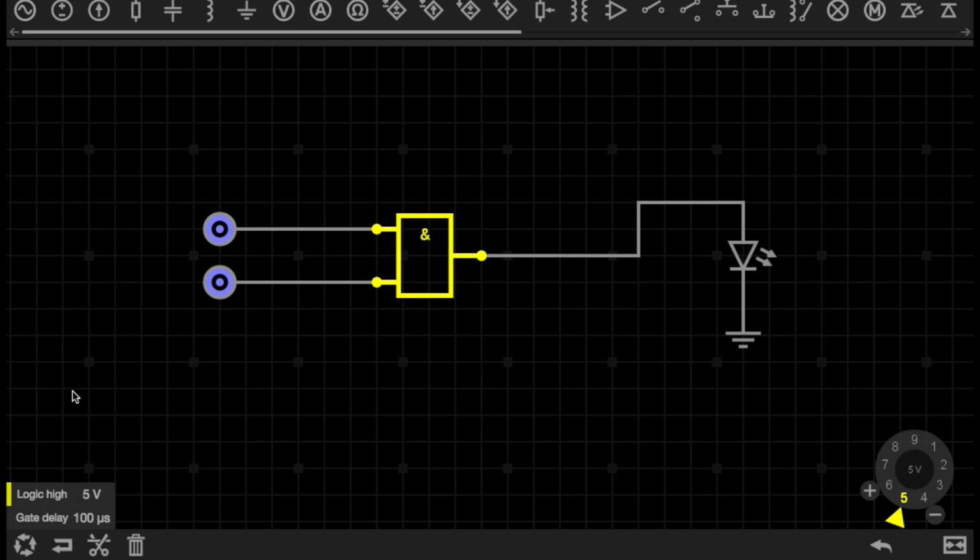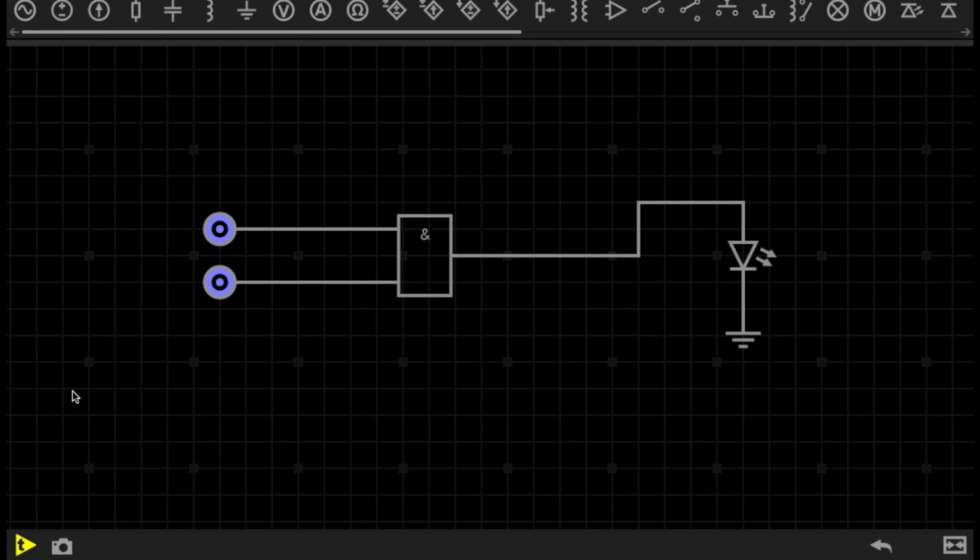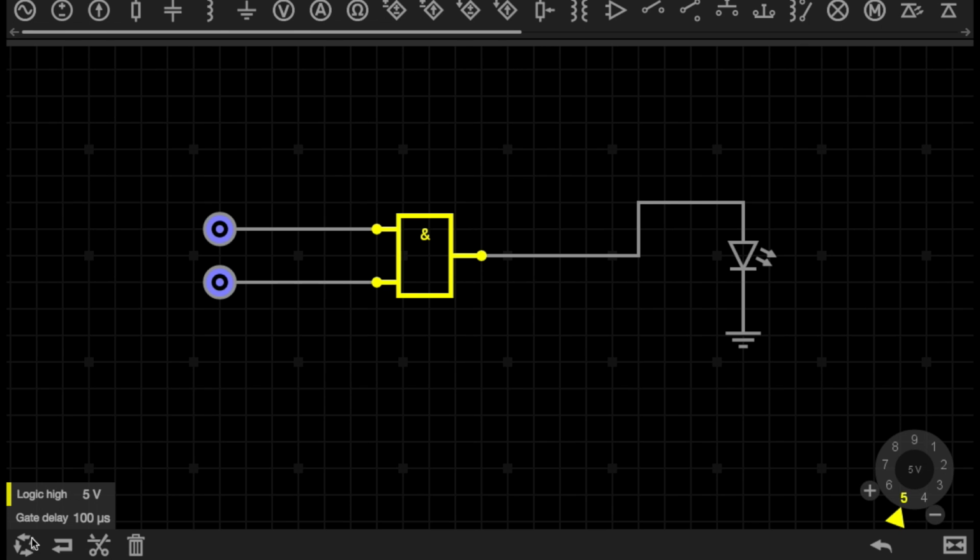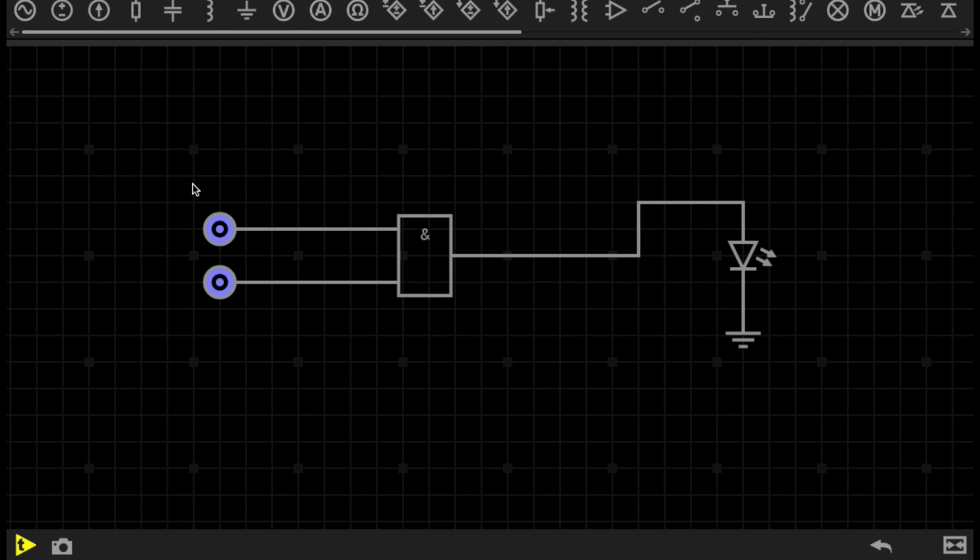A logic high can be 3 volts or any other voltage which can be specific to any type of logic gate. Referring to the data sheet will tell you what the logic high threshold is and what the logic low threshold is. But for this example, to keep it simple, this logic gate is set to have a logic high voltage of 5 volts. A logic low is generally 0 volts or near to 0 volts.